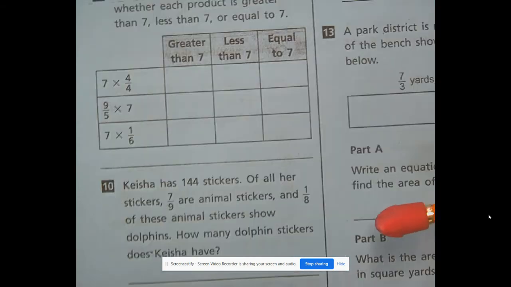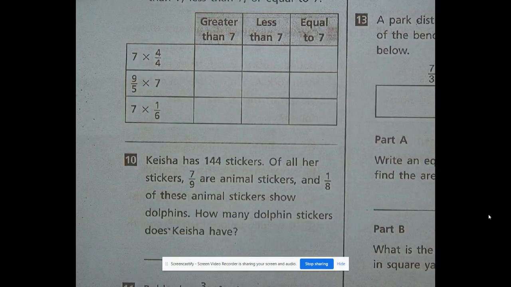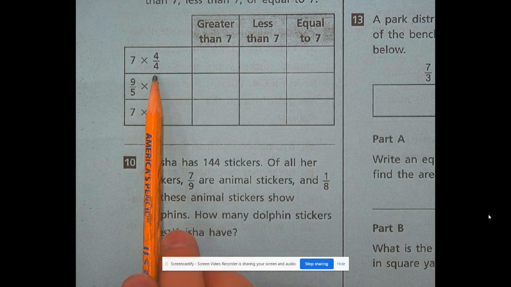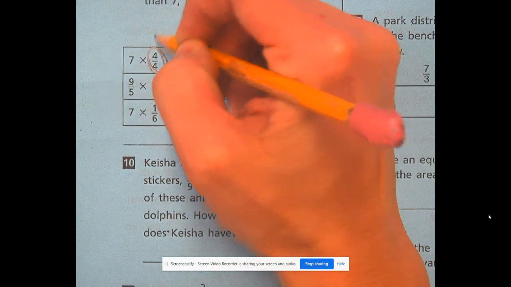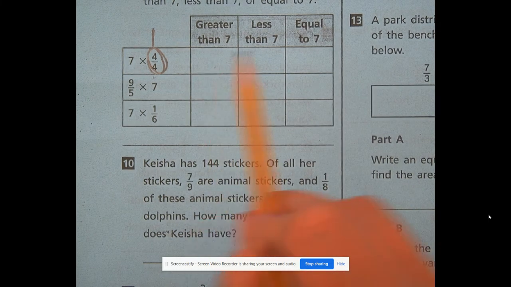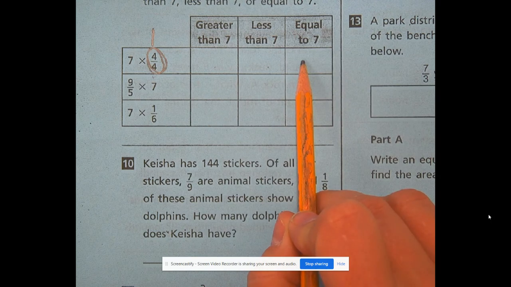All right, the next section. This is where we ask our questions. If we multiply by a fraction, tell me what our answer is going to be. Less than what we multiplied by. If we multiply by an improper fraction, what is our answer going to be? Greater than. Okay, we're multiplying 7 times 4/4. Tell me something about 4/4. It's 1 whole, so anything times 1 is itself, right?